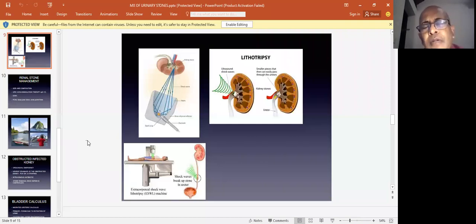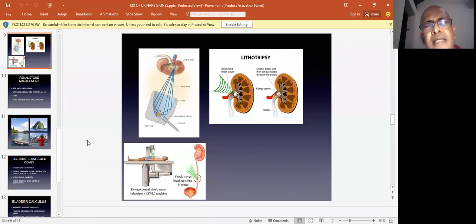That's called pyelolithotomy. Nephrolithotomy is where you remove the stone from the renal cortex. So you cut the renal cortex. It's a very bloody operation. You pull the stone out and then you have to use big mattress sutures to get hemostasis. Now, today, very few people in Sri Lanka do this operation.